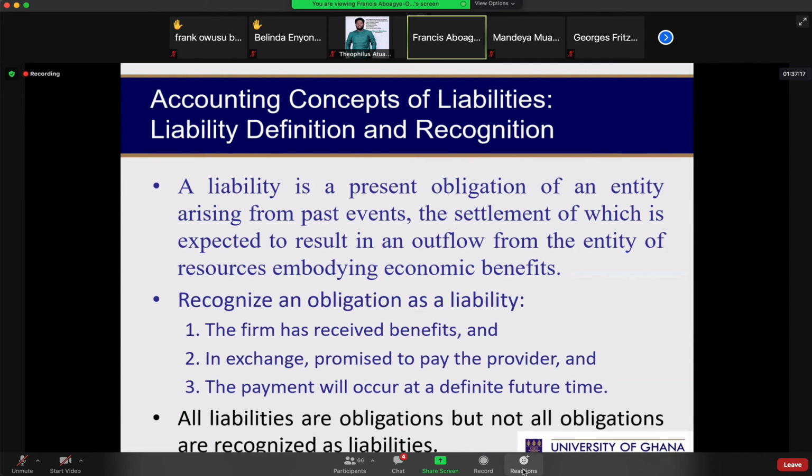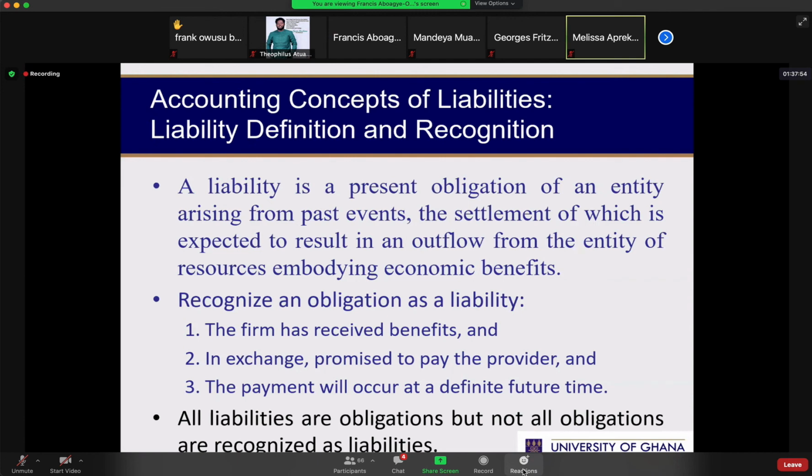So assuming there's a mining company and they go to the community and they tell the community, we are going to build your KVIP. Would they recognize this as a liability in their financial statements? Would they recognize this? No. Why not? Yes, Belinda, why not? I think it will be recognized as a social responsibility to the community.